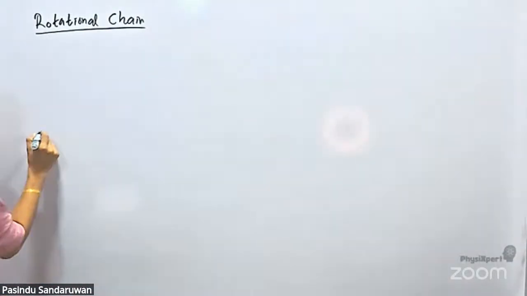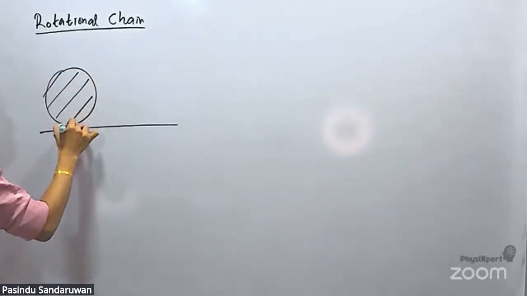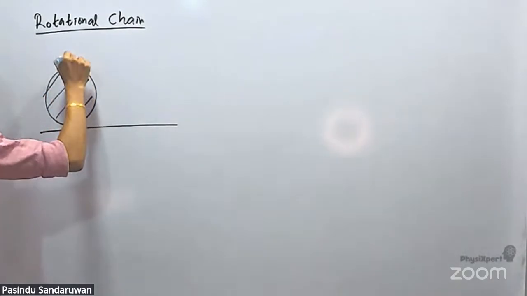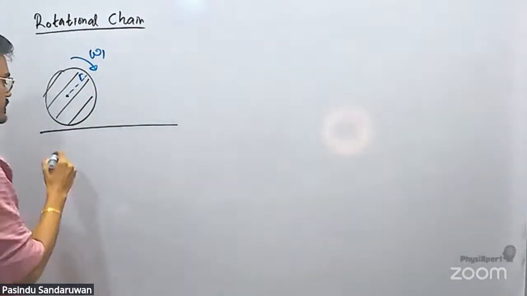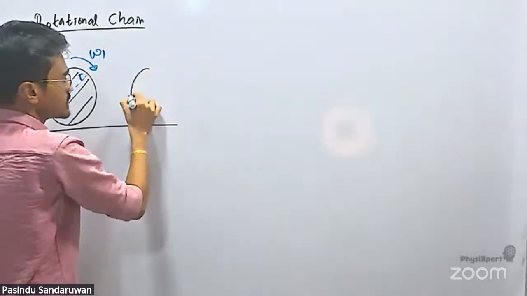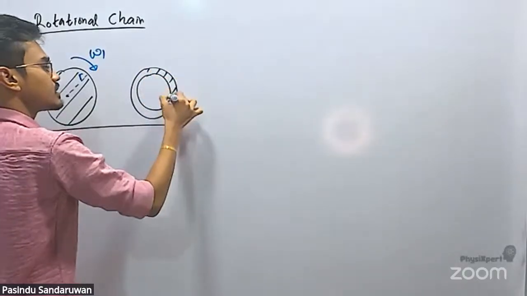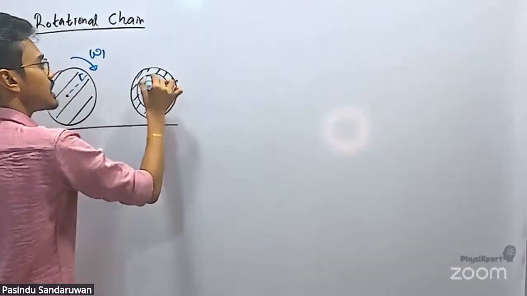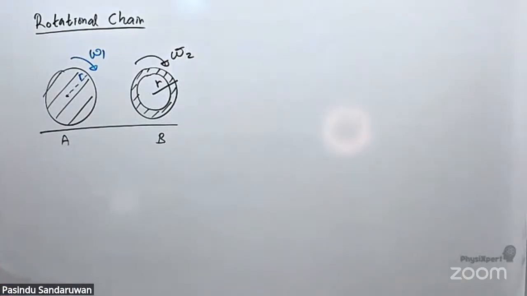A is a disk, like this. Radius is r and its omega is given as omega 1. And this one is a ring. In the ring, mass is distributed only in this part, and this outer radius is given as r. So this is omega 2. Scenario B. Get it, right?